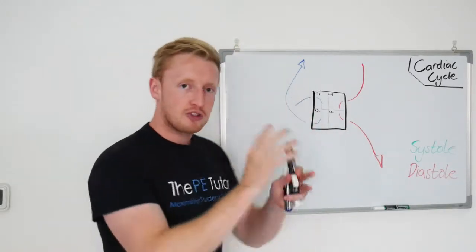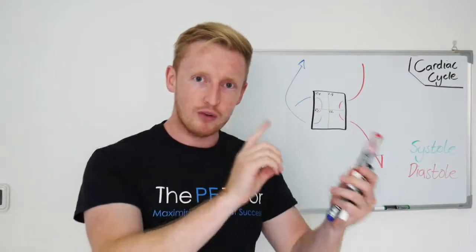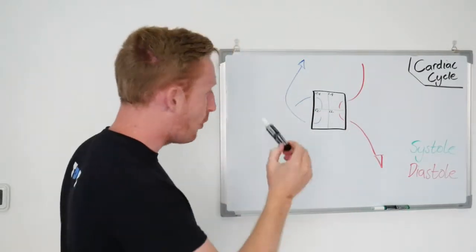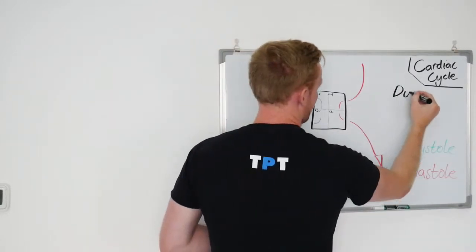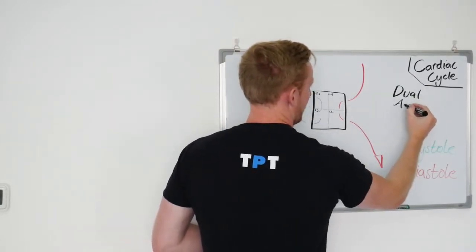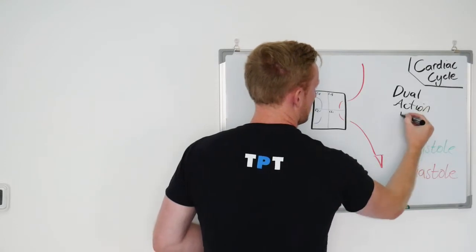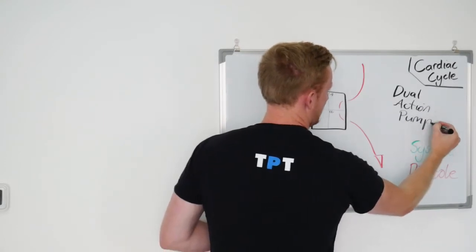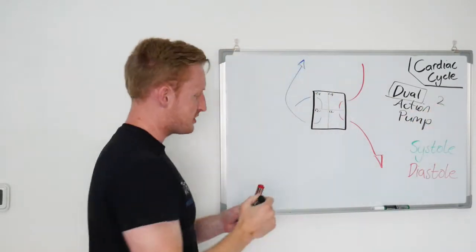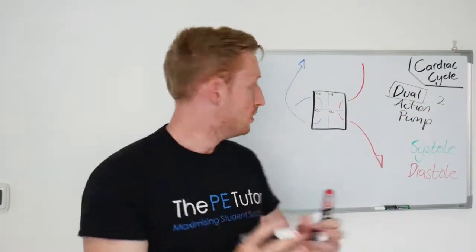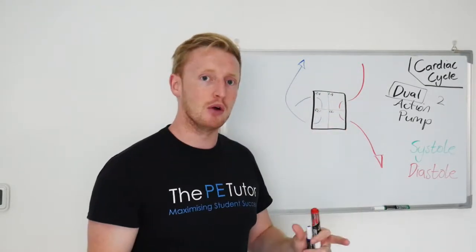So because we've got two different sides to this one organ or this one muscle, what we call it is a dual action pump. Just put that on the board there. Dual action pump. Dual meaning two. We've got two sides of the heart and we've got two separate pump actions going on.